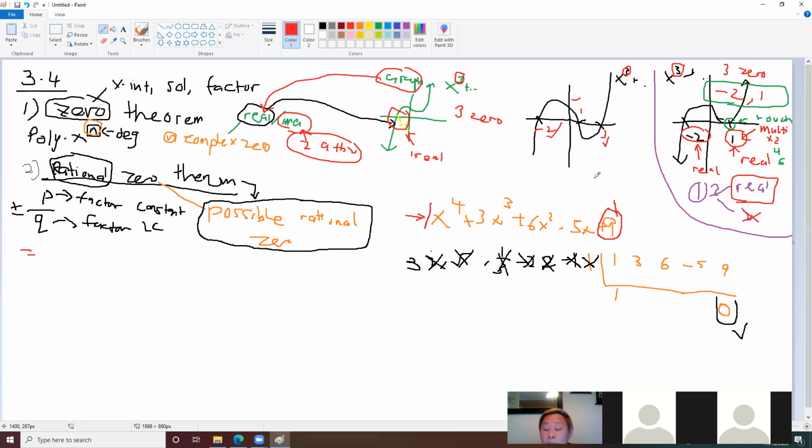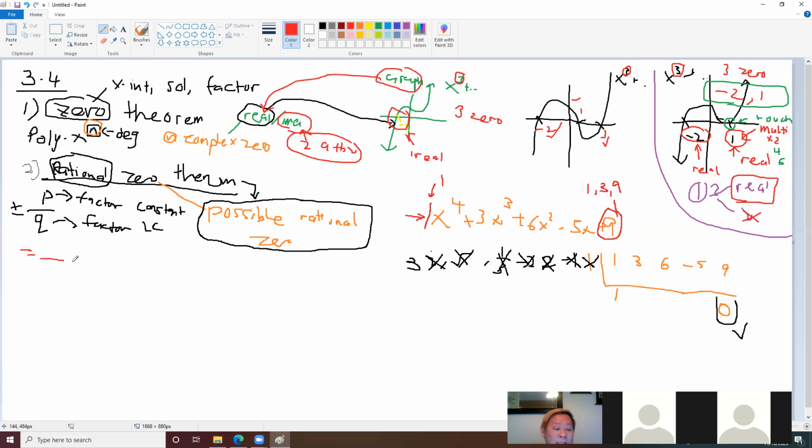Anyone? 3 times... besides 3, 9 times 1. So that is all the factors, right? For 9: 1, 3, and 9. Because 1 times 9 is 9, 3 times 3 is 9. That's it. We don't have any more, that's all the factors. And the good news about this is the factor for 1 is just 1.